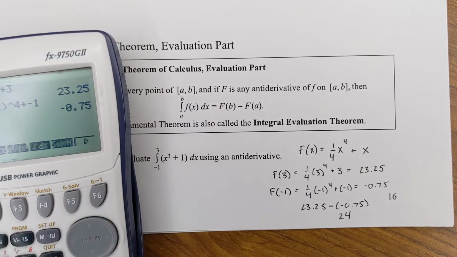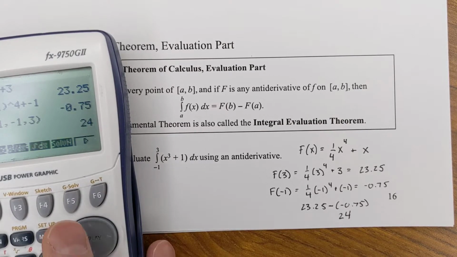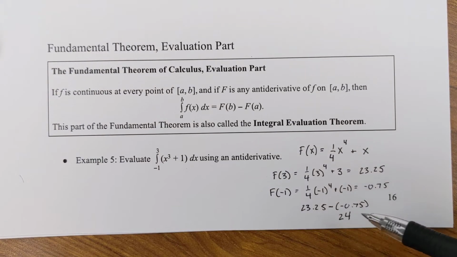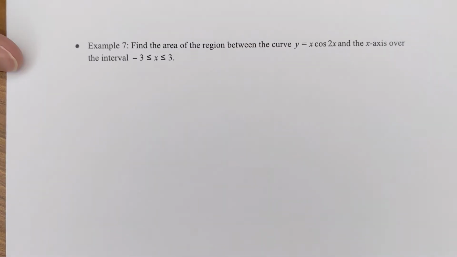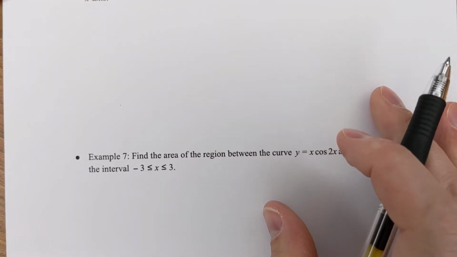And if I really want to check, I can use my calculator. So x cubed plus 1 from -1 to 3, 24. Same answer. But there may be the case where it says show your work, and then you can't just say, I used my calculator. Okay, area connection.